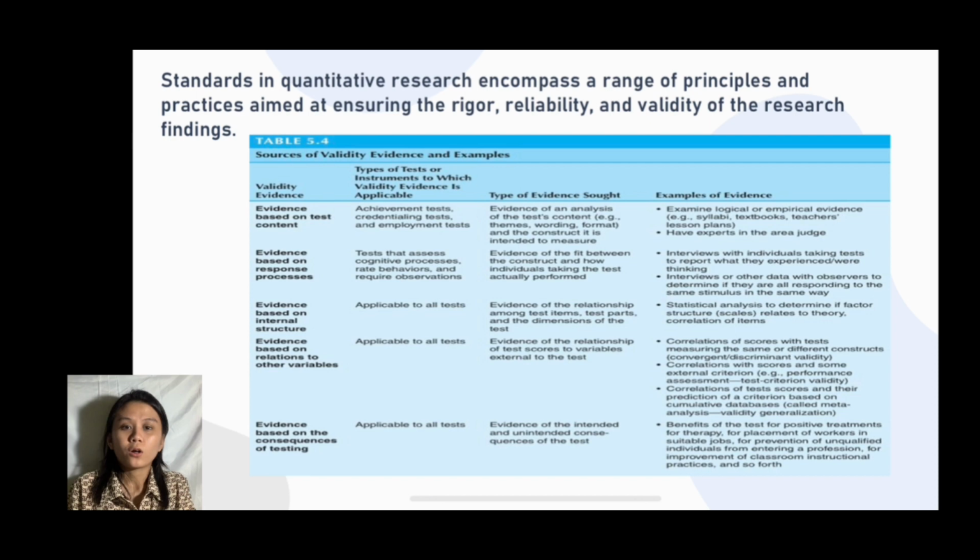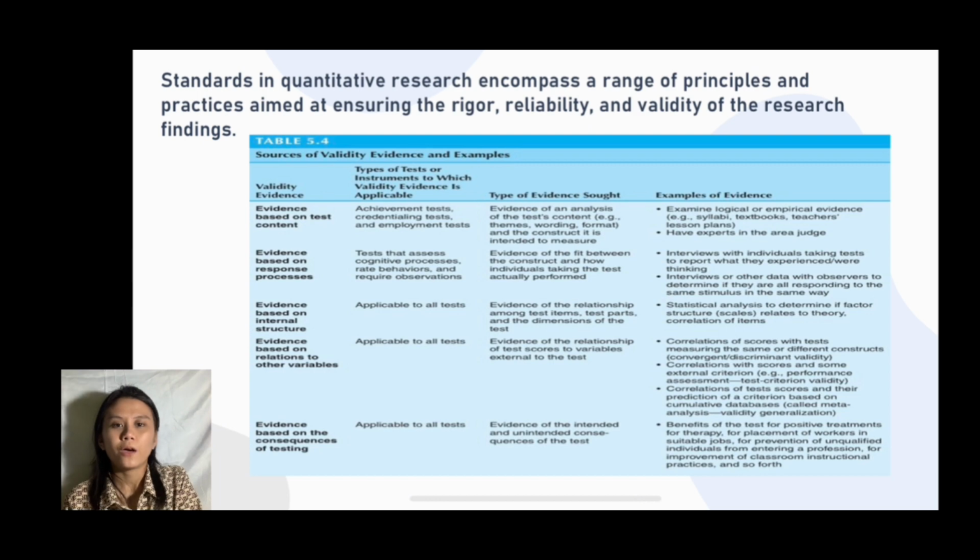So the next one is the internal structure evidence. It examines if the test score interpretations are consistent with the instrument's conceptual framework. This involves statistical analysis to assess the relationship among test items and parts, aligning with the concept of construct validity. The next one is the evidence based on relations to other variables. This type of evidence checks if scores on a test match with other things we expect them to be related to. Researchers look at how scores on a test compare to scores on other tests or to real-life outcomes. If the patterns match across different studies, it shows that the test is measuring what it's supposed to.